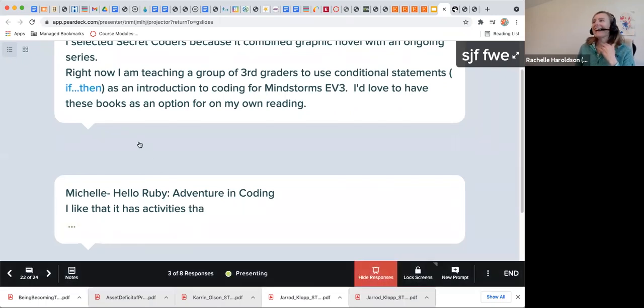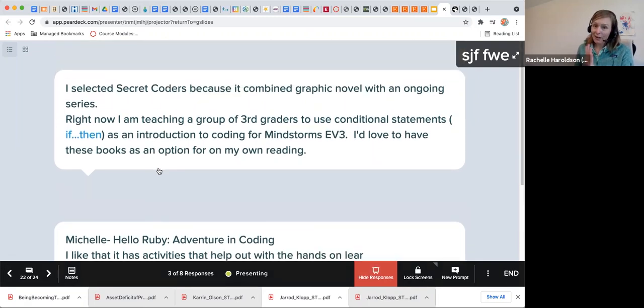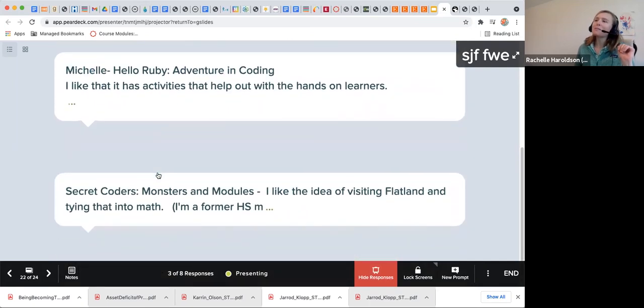Yeah, I love this person up here. I'd love to have these books as an option for my own reading. Yeah, Secret Coders is great. I have the whole series. I've read them all multiple times. Secret Coders, Monsters and Modules.